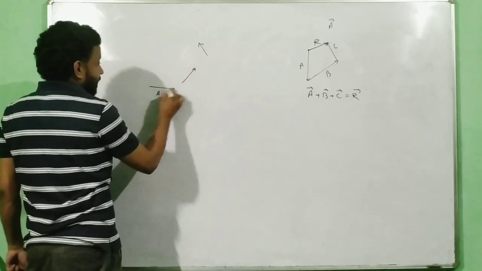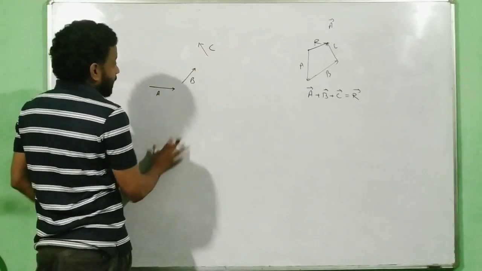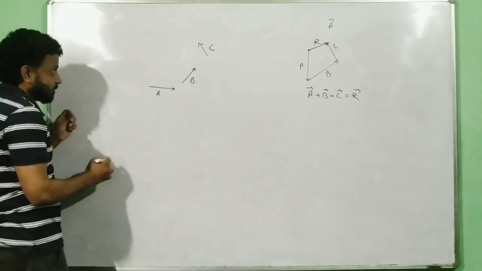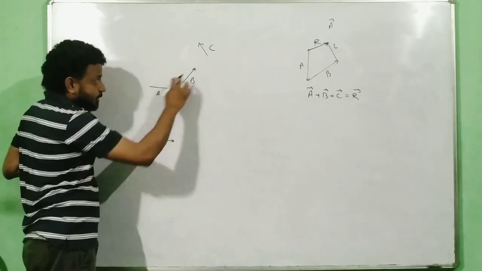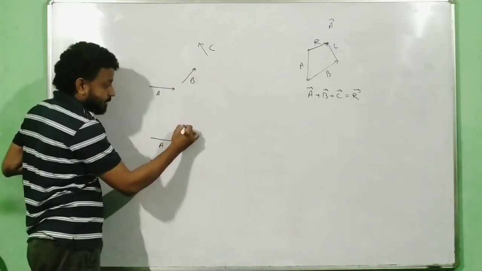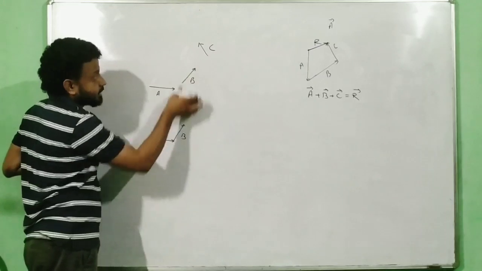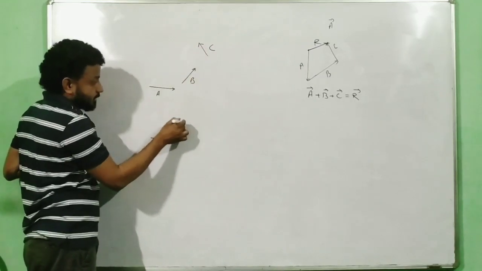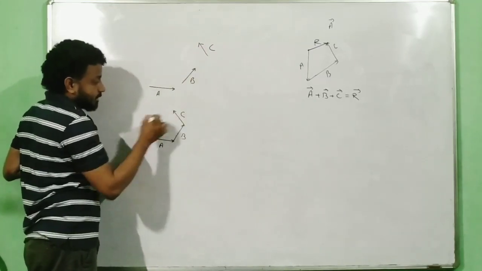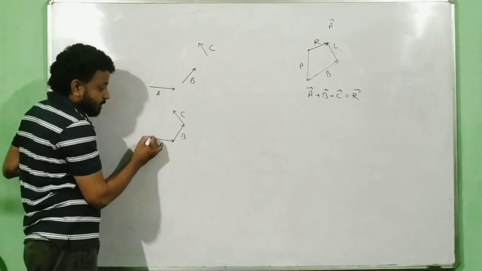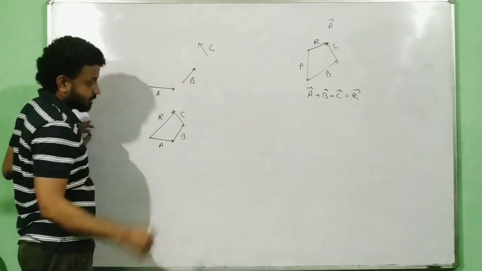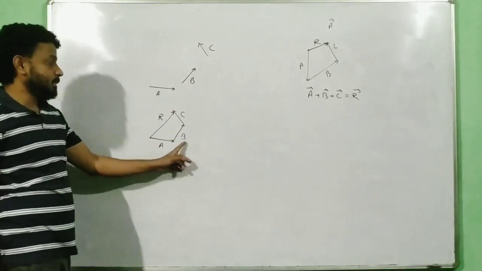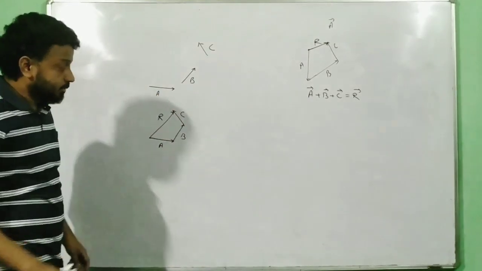Here are the three vectors, vector A, B and C. Now how are you going to arrange them? Okay. So first this is your vector A, bring vector B, so this is my vector B, then bring vector C. Vector C you have to bring it like this. Okay, so this is my vector C. So what's the resultant? Start from here and drop it here. So this is my resultant. Okay. So this is A plus B plus C is equal to vector R.